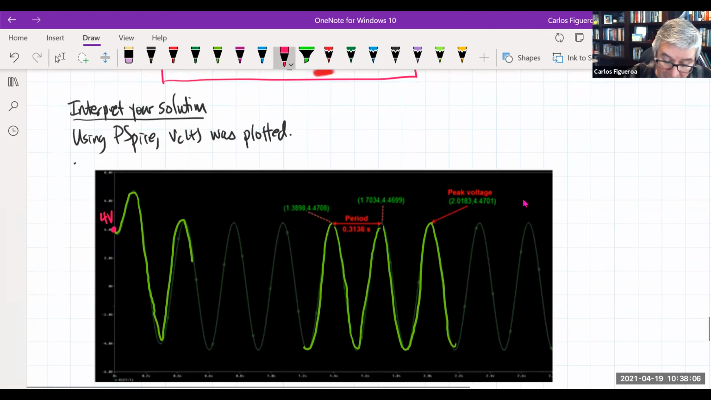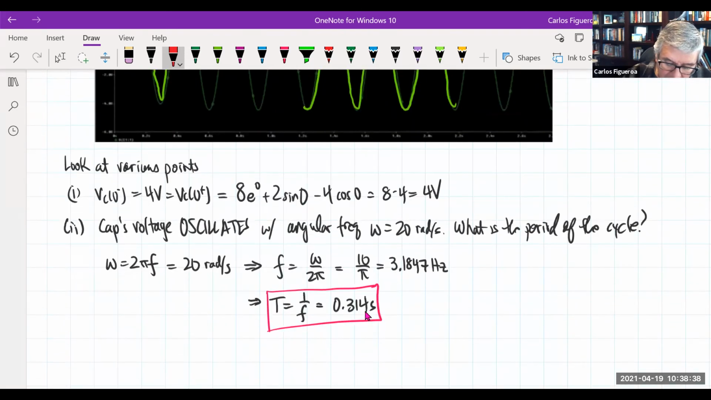So guess what I did? I went into PSpice and I actually measured this thing. When I measured the time period, the time from here to here, PSpice comes back and says that the time is 3.136 seconds, which is the period. So if you compare the PSpice value to my value, which is 3.14, they match exactly to 3 sig figs.